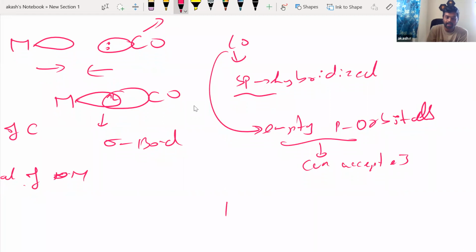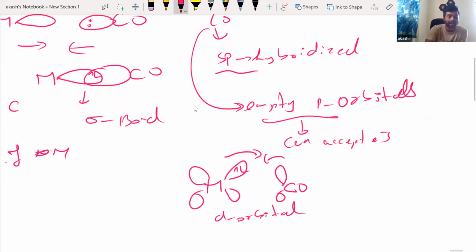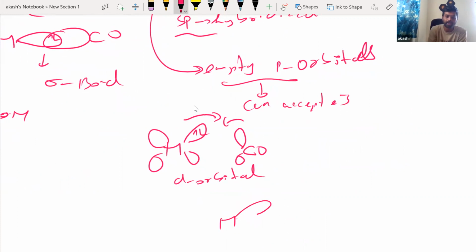So if the metal is having a d orbital, and it is having electrons like this, this is your metal's d orbital, and it is having 2 extra electrons already present in the d orbital. And you have the carbon of carbon monoxide with an empty orbital like this, right? Now what can happen? They can laterally overlap. This is head-on collision, this is lateral overlap, right?